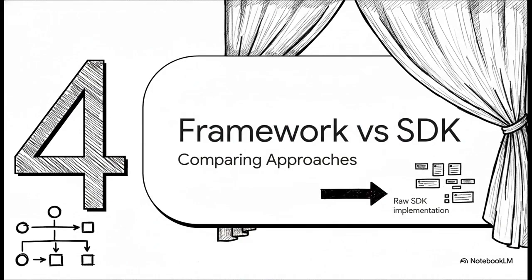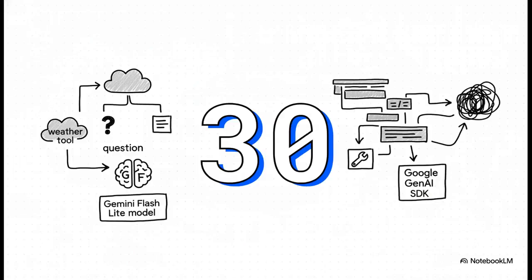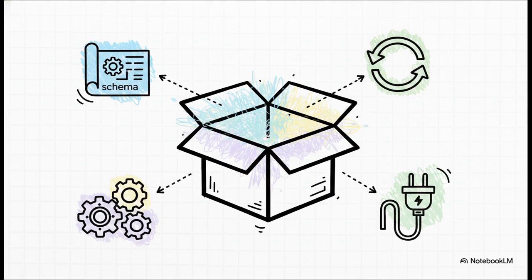Section 4, Framework versus Raw SDK. But to really evaluate what's happening here, we have to pull back the curtain. If we take that exact same agent, the same weather tool, the same question, the same Gemini Flashlight model, and write it directly against Google's raw Gemini SDK without using LangChain at all, the code length dramatically doubles to about 30 lines. And those extra 15 lines absolutely prove that LangChain isn't doing anything magical.